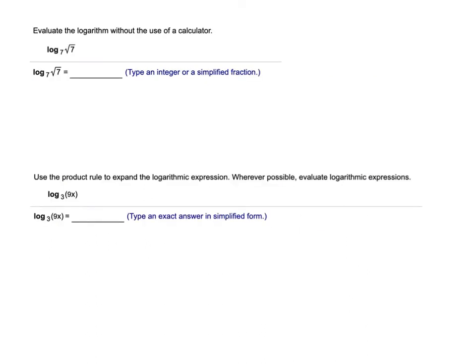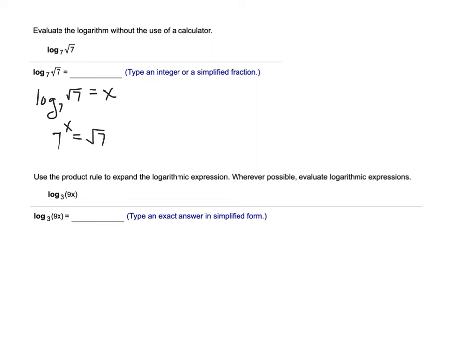Okay, let's evaluate the logs without the use of a calculator. The way we set this up is we set up a small equation. So I'm going to set it equal to x, and then we can solve it like an equation. We'll solve for x. Okay, from here with the log, we know that we just need to get rid of the log, and we do that by converting to exponential. So remember, we start with the base, right? So 7 to the x equals square root of 7.